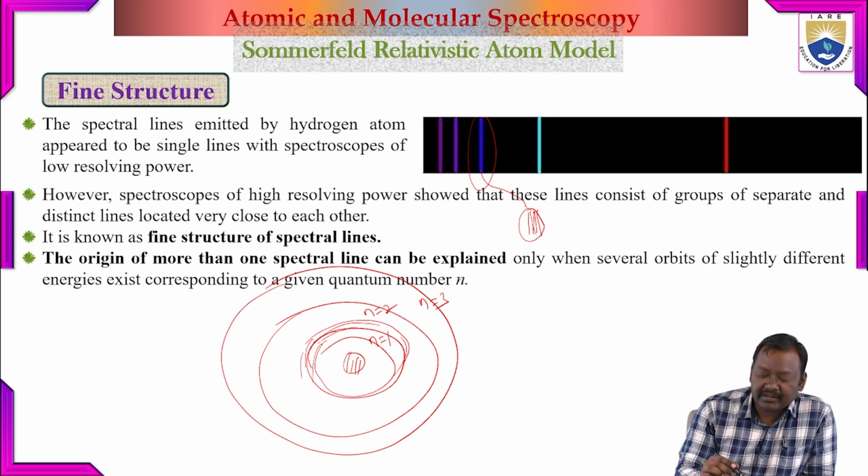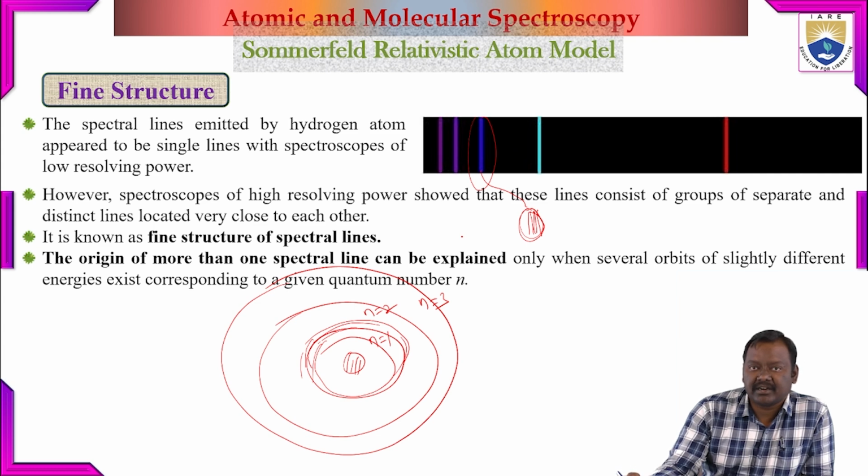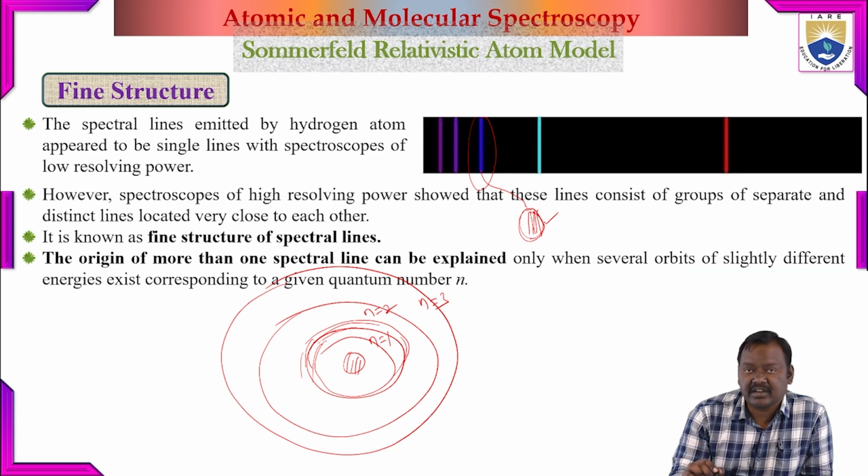So then only we can explain these fine structure of spectral lines. This type of existence of these lines with a small separation is called fine structure. This fine structure can be explained only when we consider there are several orbits existing with a small change of radius.